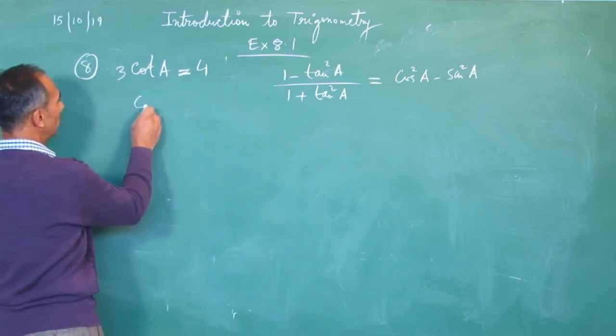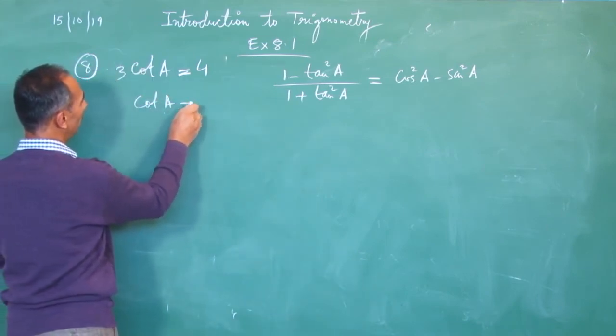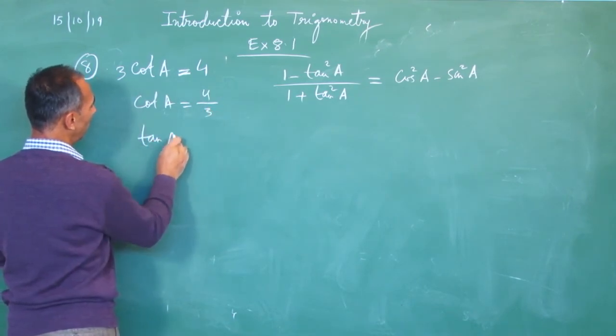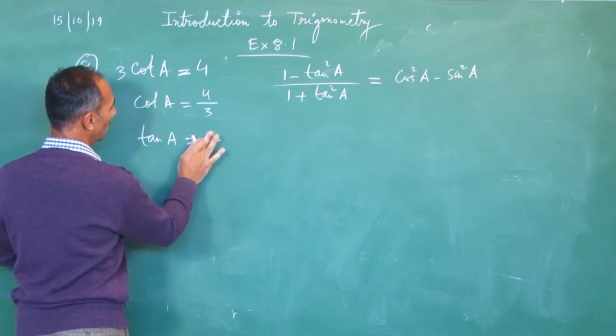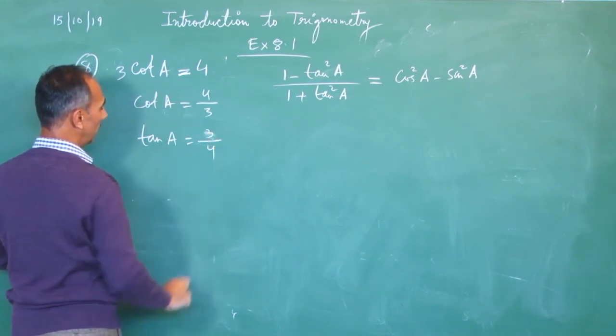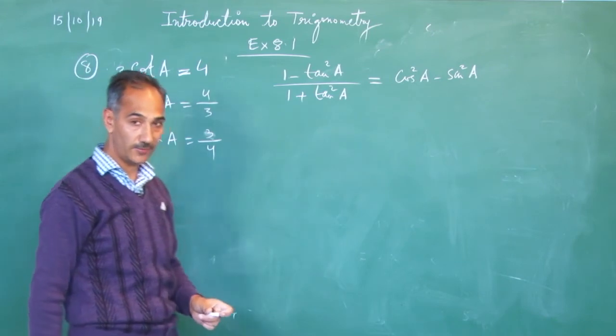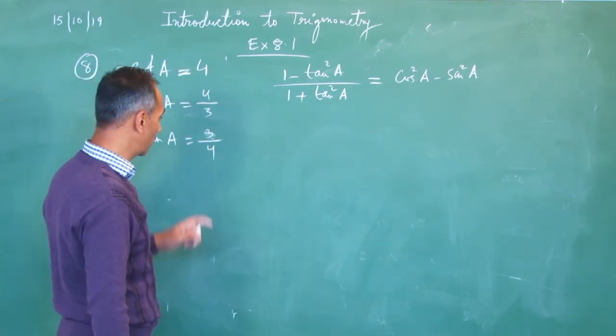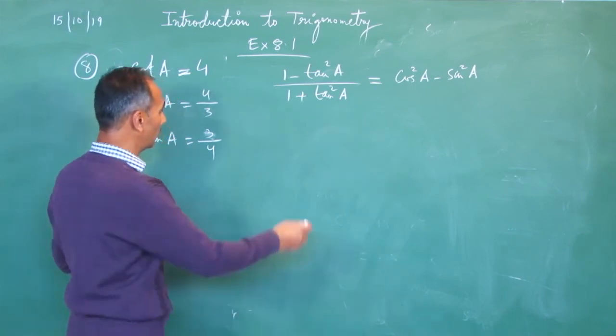Now, this will be cot A, dividing both sides by 3. This is 4 by 3. That means your tan A is simply 3 by 4. So you have your tan A ready. You could easily find the left hand side. But for the right hand side, you need sin A and cos A. So we have to enter a right angle triangle, which we'll do.